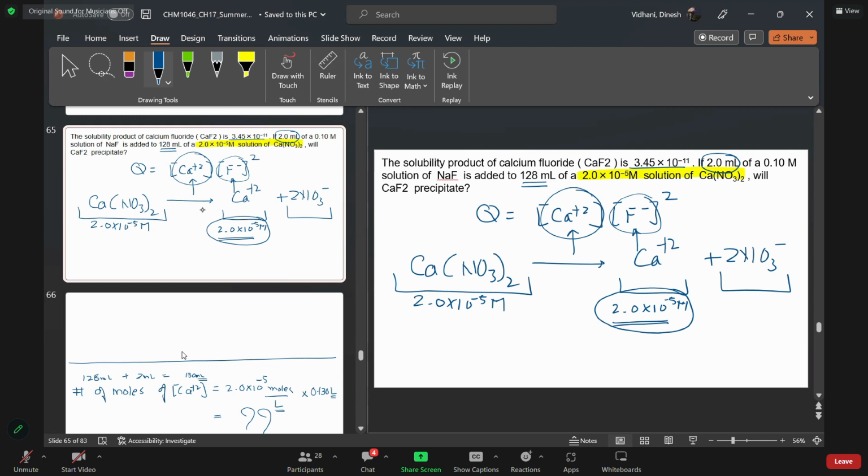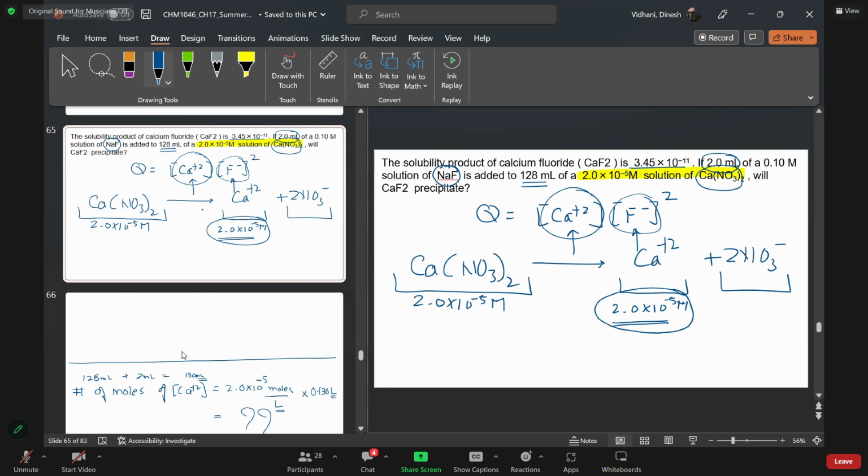If the concentration of ions is more than the Ksp, the equilibrium will be shifted to the left side. That means you're going to see more solid coming out. Now, sodium fluoride is a clear solution. Calcium nitrate is a clear solution. When we mix them, we want to see if you're going to see solid, the precipitate, coming out.